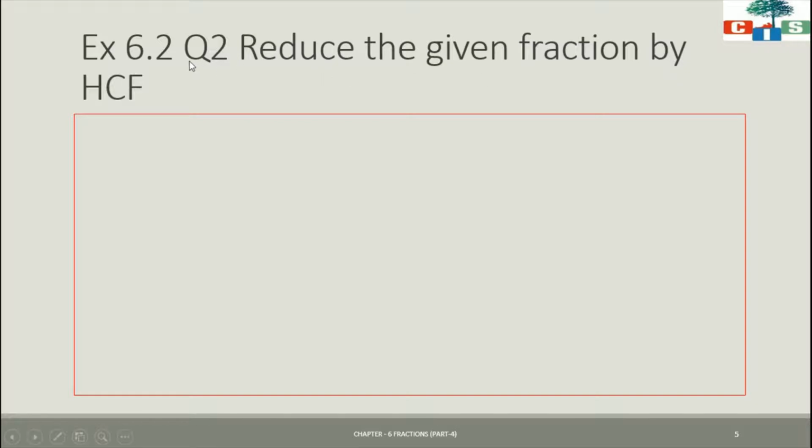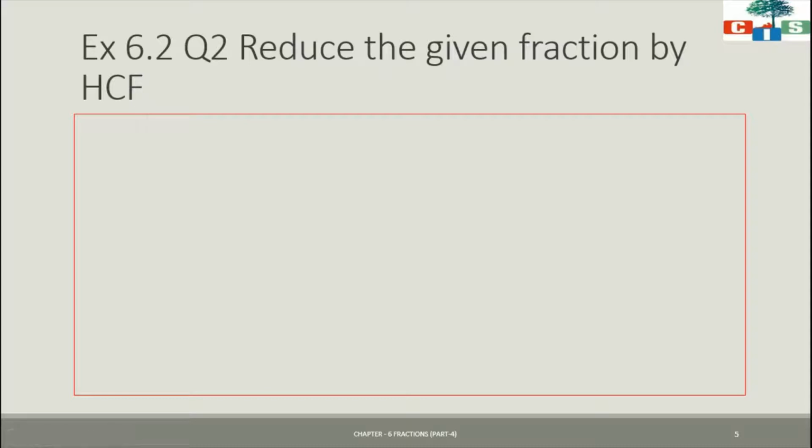So scholars, now I will start with question number 2, that is reduce the given fraction by HCF. HCF means highest common factor. We have to reduce the given fraction only by its highest common factor. So scholars, let's see how to do it.